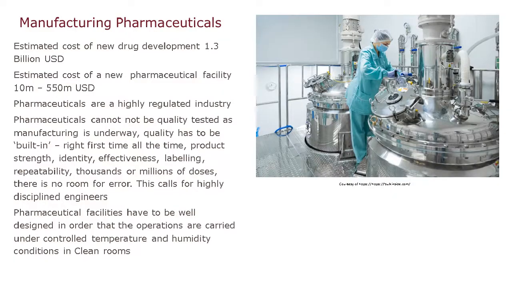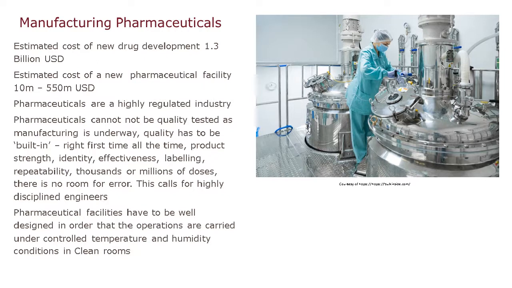Now, to give you some idea of the scale, the cost of a new drug development from concept to approval, FDA, MHRA approval, is $1.3 billion US. That's one drug, and it may take 10 years. Not in the case of COVID, for instance. A new pharmaceutical facility costs between 10 million and 550 million US.